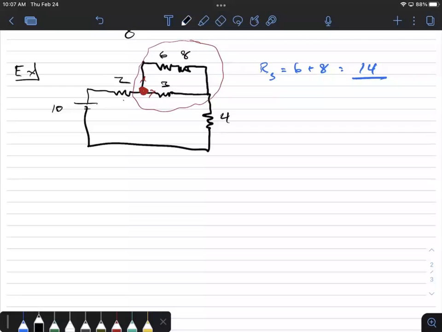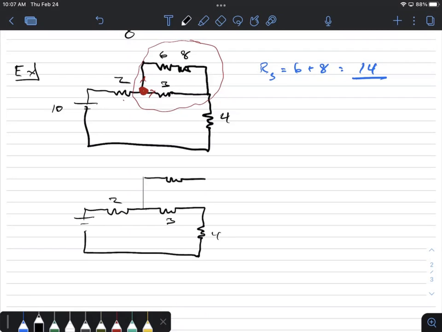Now what do I do? Just redraw this. It's the easiest way. Make sure our mind doesn't get confused. Everything I have in touch, I leave the same. This is still 2, this is still 3, this is still 4. And now this top branch, I've combined those 2 resistors together to get a single resistor whose resistance is this number 14 I just calculated.